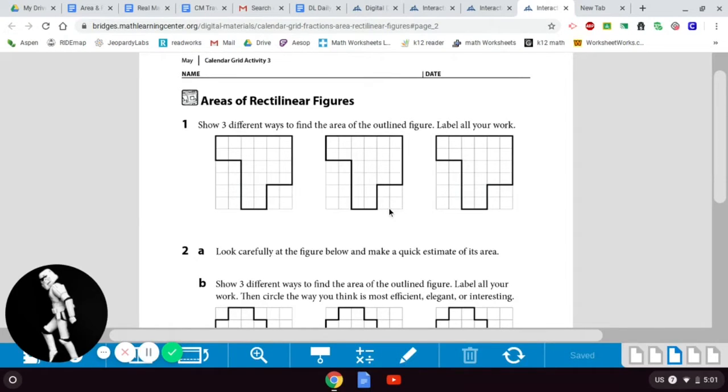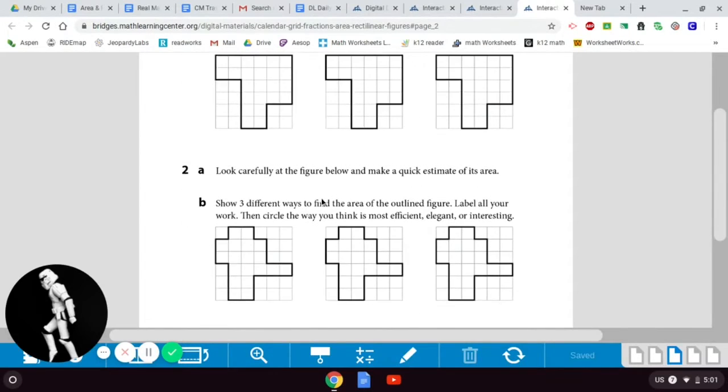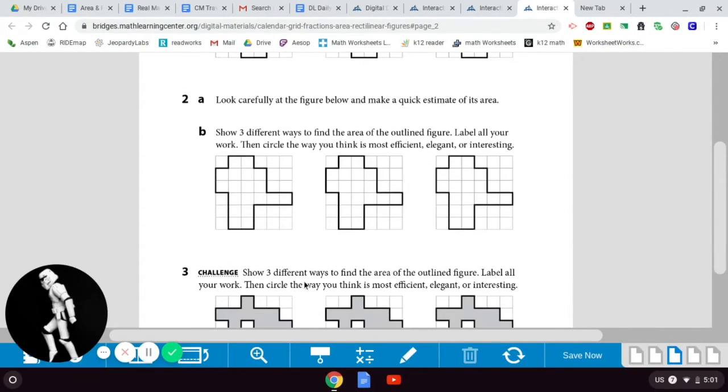So when we do this for Number Corner, we often take this shape and partition it into smaller squares or smaller rectangles. You're going to want to do that here in 3 different ways. Look carefully at the figures below and make a quick estimate of the area. A quick estimate would be guessing. If I quickly move some of these about, how many square units should it be?